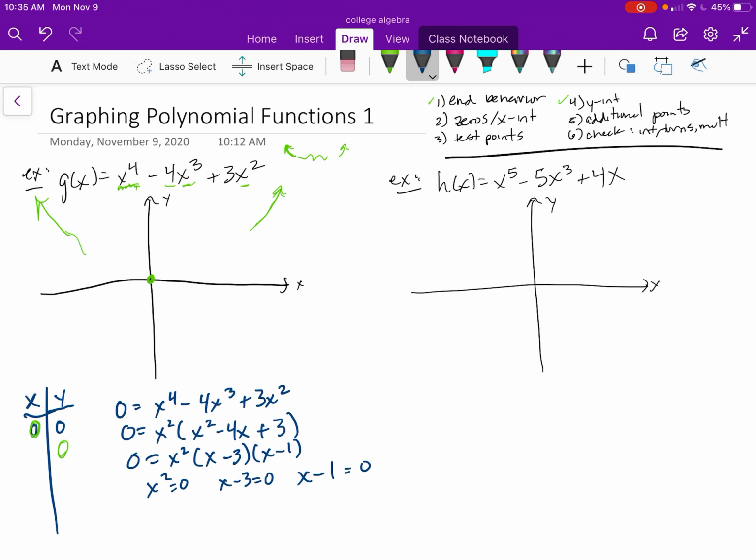And square root of 0, we get 0. X equals 3 and x equals 1. Really quick side note at the end here, I said a kind of a final check: your intercepts, the terms, and the multiplicity. We'll talk about all those things. But this multiplicity shows up right here. Even though x equals 0 is only one solution, right? It's one intercept. The multiplicity is 2.